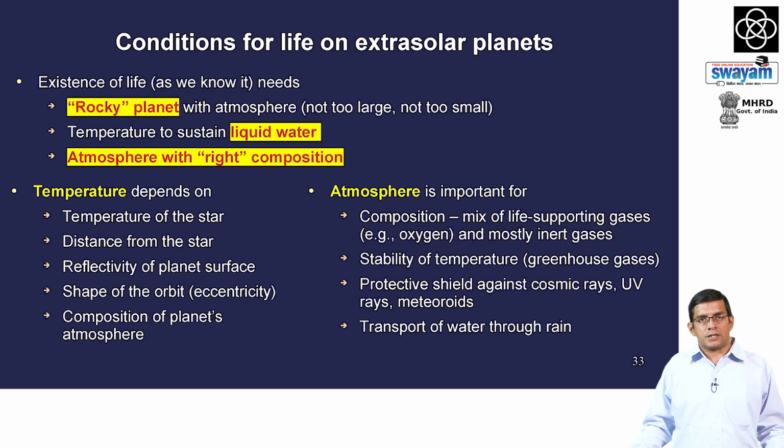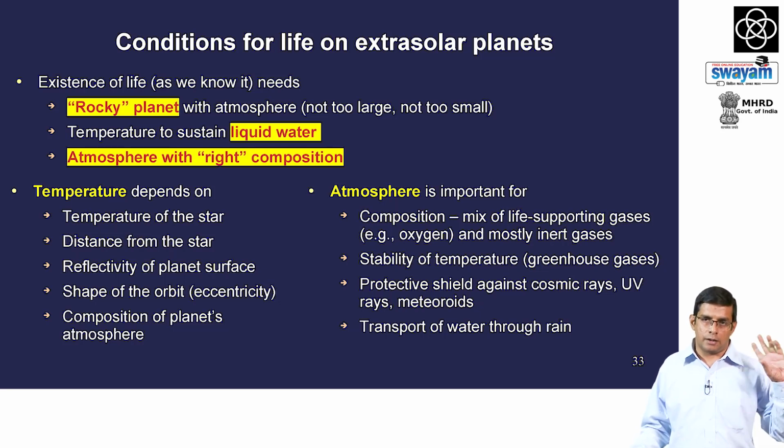The other factor is of course the composition of the planet's atmosphere. If the atmosphere does not have greenhouse gases which can retain the heat from the star, then as the planet rotates away from the star, that is, as night descends on the planet, all the heat from the star gathered during the daytime will be lost, and therefore, again life cannot be sustained.